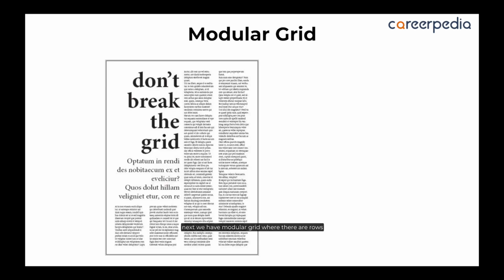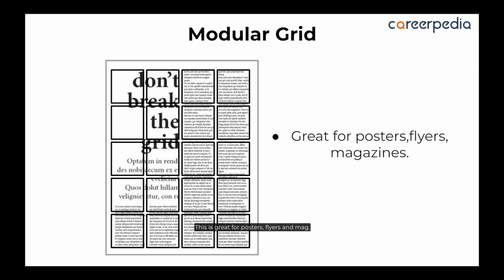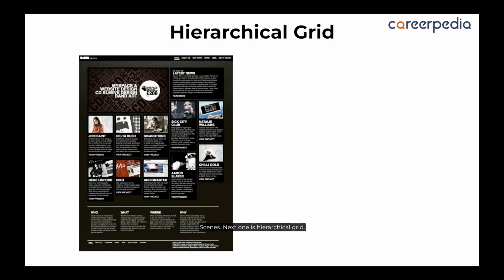Next, we have modular grid, where there are rows and columns, along with some gutter width. This is great for posters, flyers, and magazines. Next one is hierarchical grid.